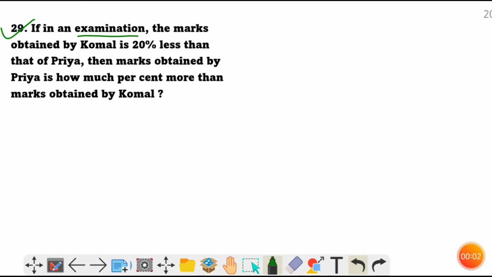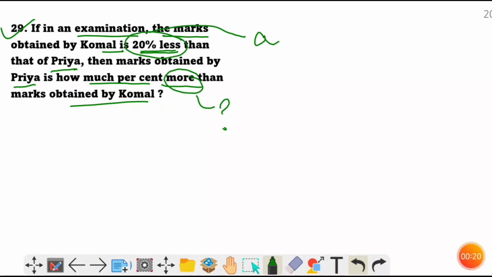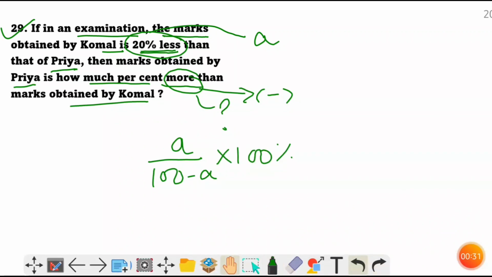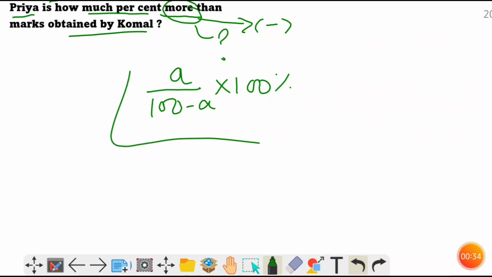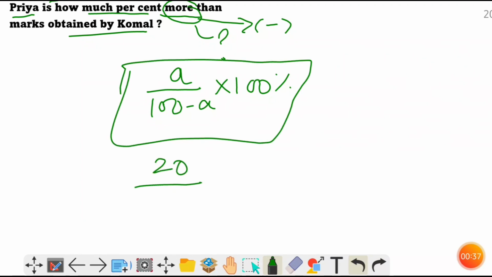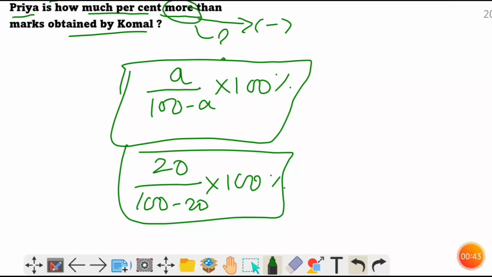Let's solve the next similar question. If in an examination the marks obtained by Komal is 20% less, just you have to see the percentage, and what we have to find? How much percent more? That means we are using minus in the formula, and 20% less means the value of A is 20. So simply by looking at the two values, we can find the answer. So here we are putting minus in the formula and the value of A is 20. So here we write 20 divided by 100 minus 20 into 100. Now I think you all can solve this.